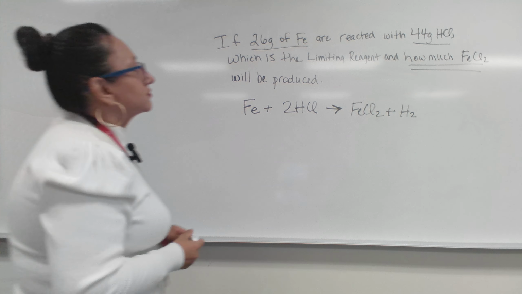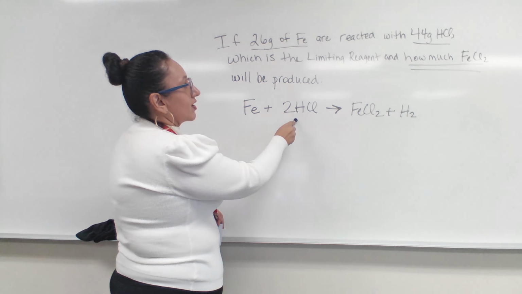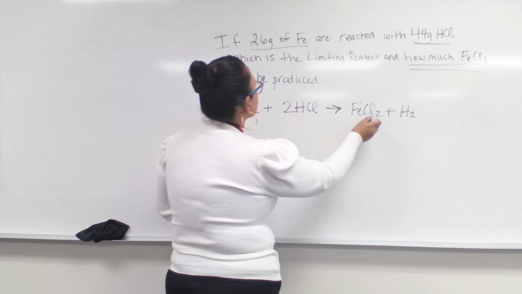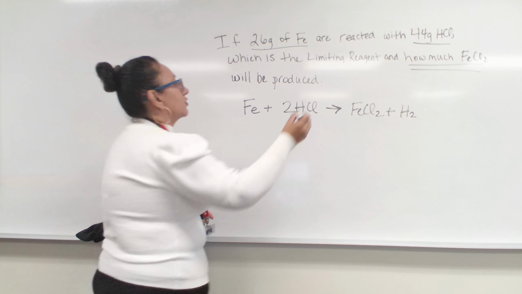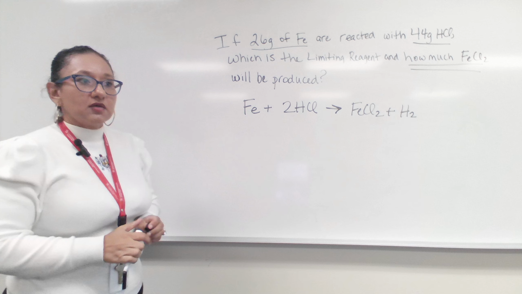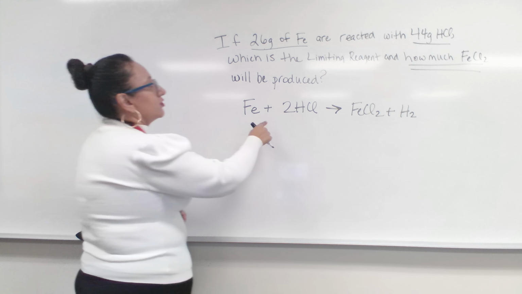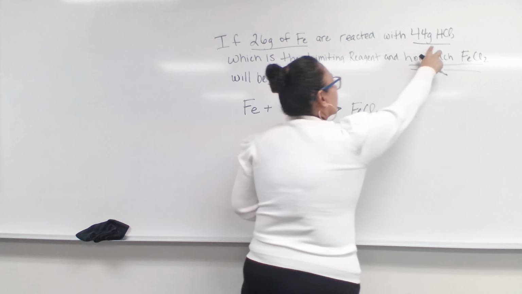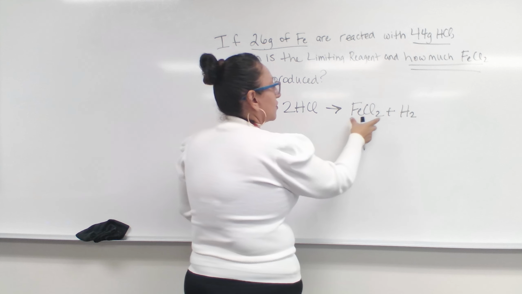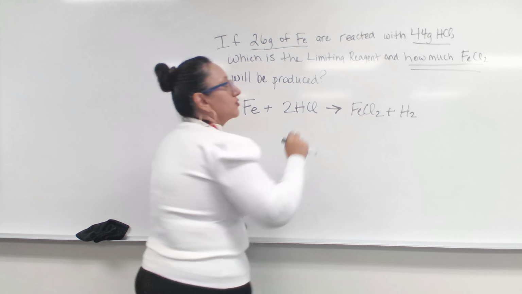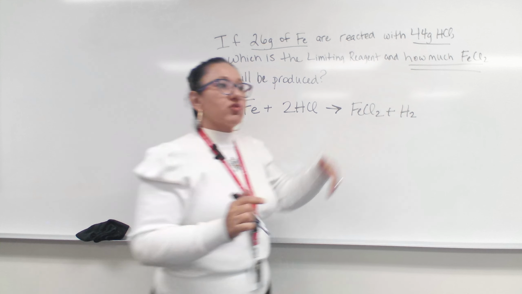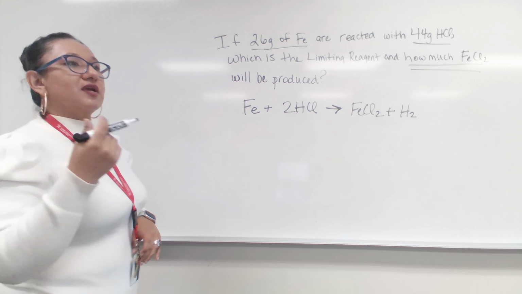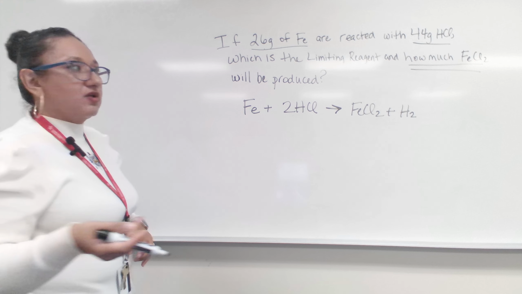26 grams of iron are reacted with 44 grams of hydrochloric acid. Which is a limiting reagent, and how much iron 2 chloride will be produced? All limiting reagent problems require you to find out how much iron and how much hydrochloric acid, what quantity of iron 2 chloride they will individually create. Whichever one is the smaller number is the one that gets consumed first and is your limiting reagent.